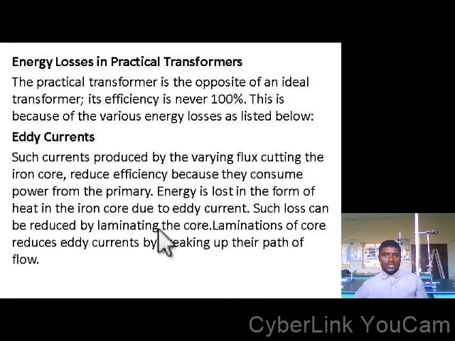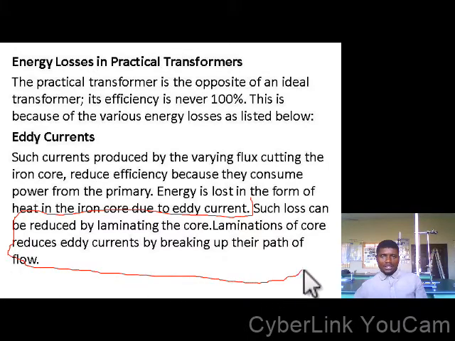Go through this. This is a way out. Such losses can be reduced by laminating. We discussed that earlier. So go through this quickly.